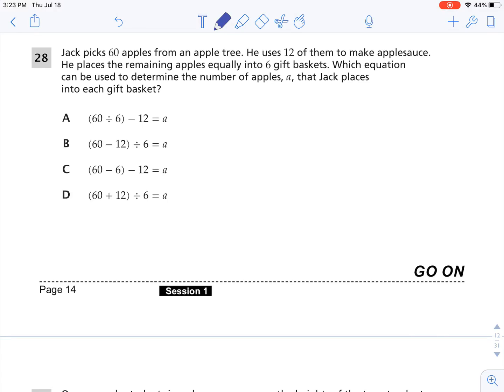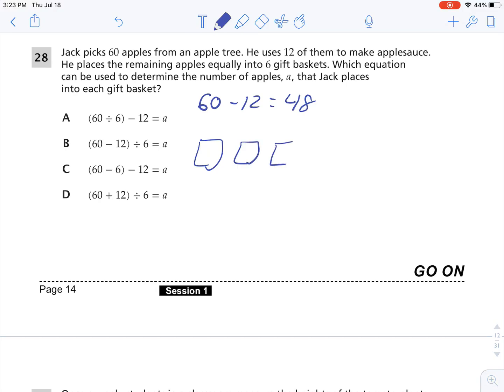So he starts with 60 apples, and he uses 12 of them. So to figure out how many he has left, I'm going to subtract. That means that he has 48 apples left. He then takes those 48 apples and puts them equally into 6 gift baskets. 1, 2, 3, 4, 5, 6. 48 apples into 6 gift baskets.